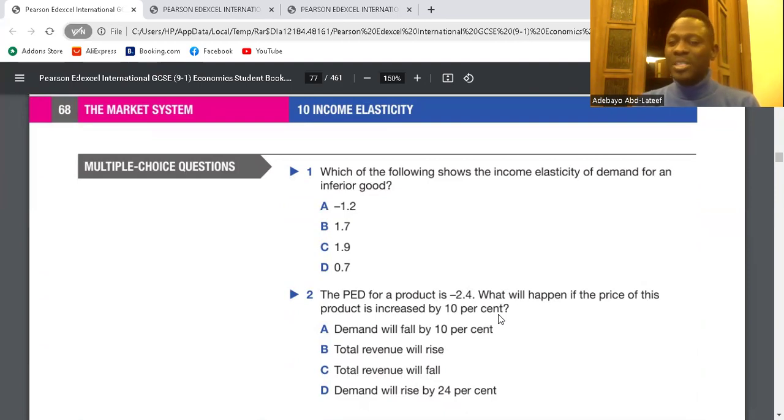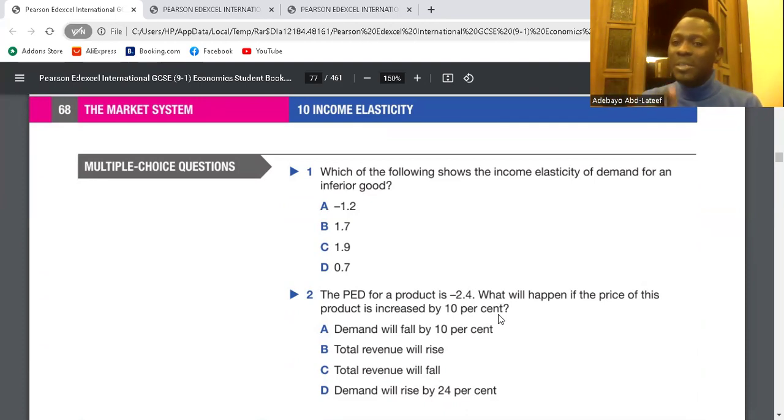They said the PED of a product is minus 2.4. What will happen if the price of this product is increased by 10%? In price elasticity of demand, forget about negative or positive. It is either elastic, perfectly elastic, inelastic, perfectly inelastic, or unitary. So if it is 2.4, is it elastic or inelastic? Negative or positive, it's elastic.